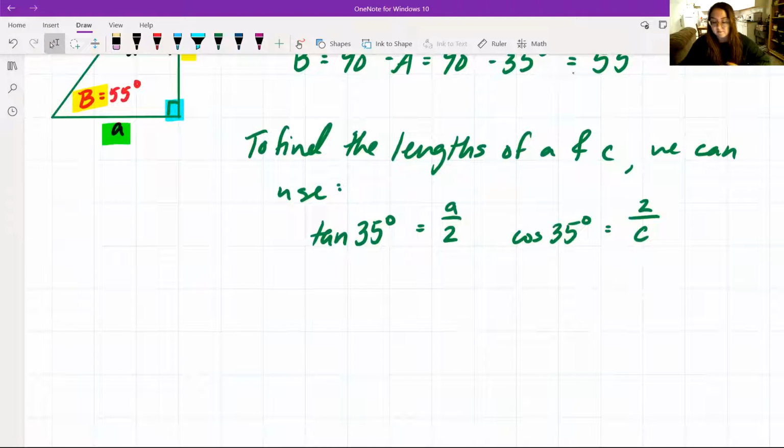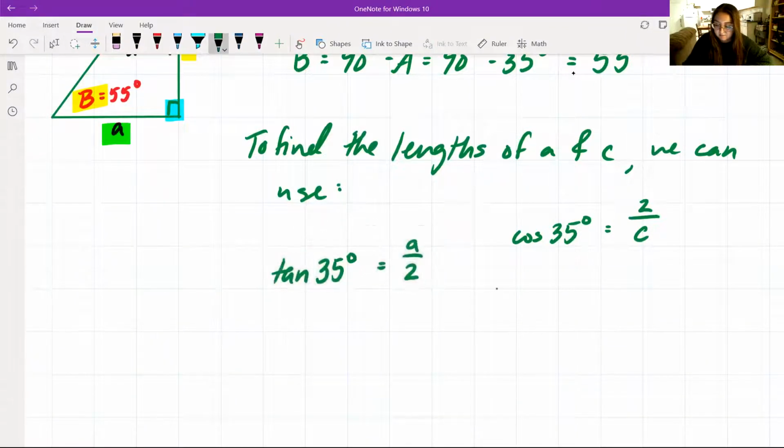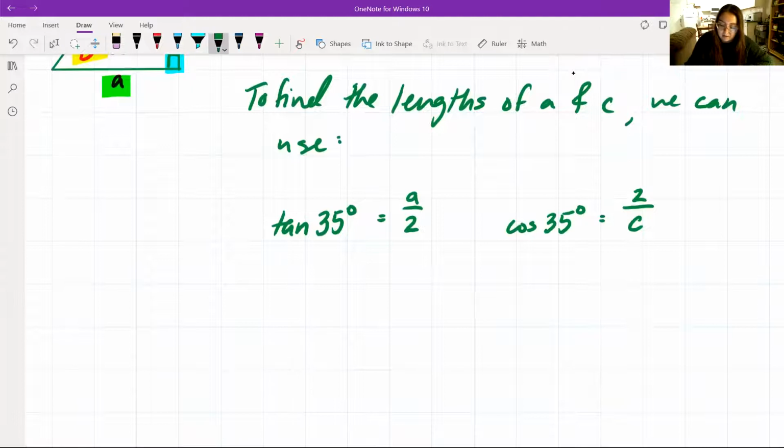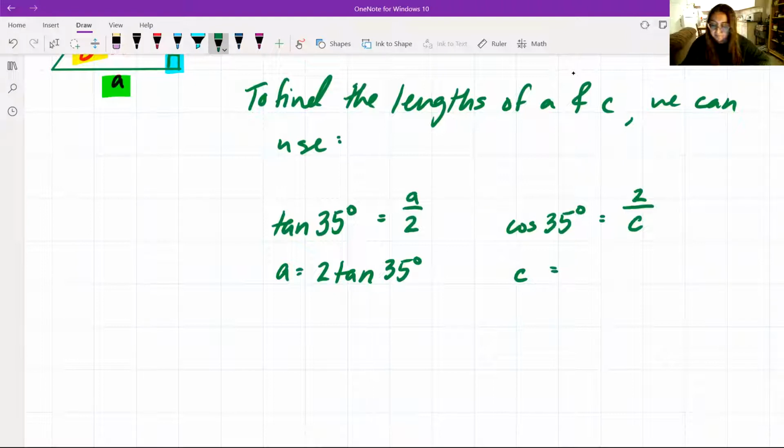And now we can go ahead and rewrite these so we see simplified down what they end up being. So we can rewrite this as now A is equal to 2 times tangent of 35 degrees. And now C is going to be equal to 2 over cosine of 35 degrees.